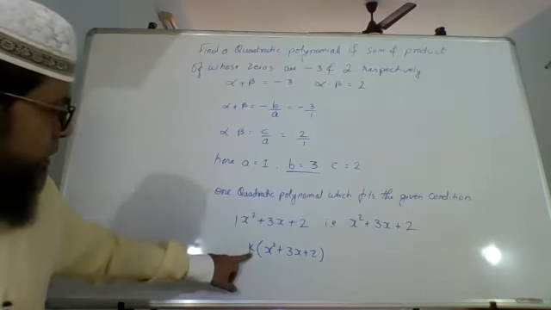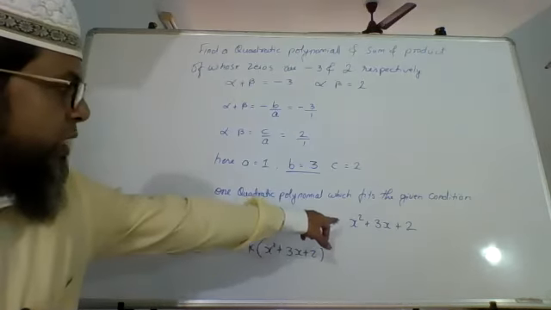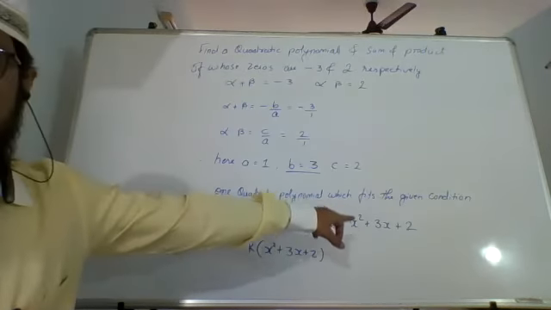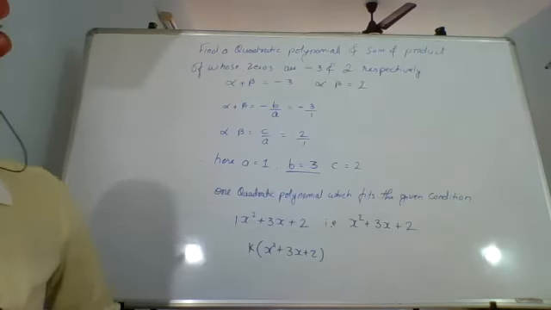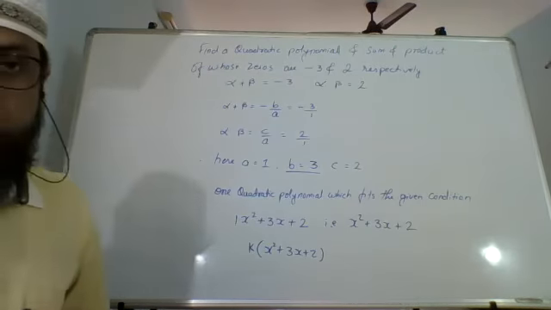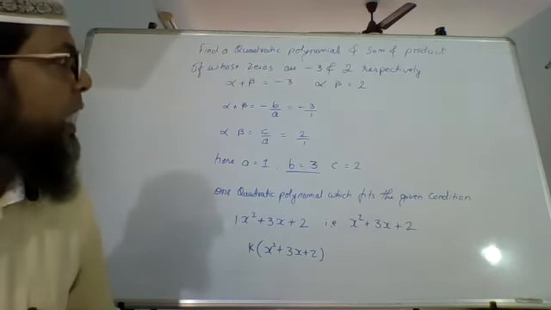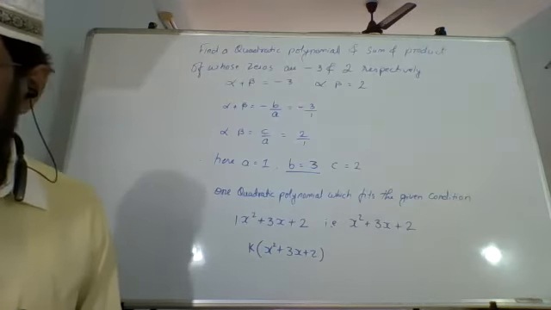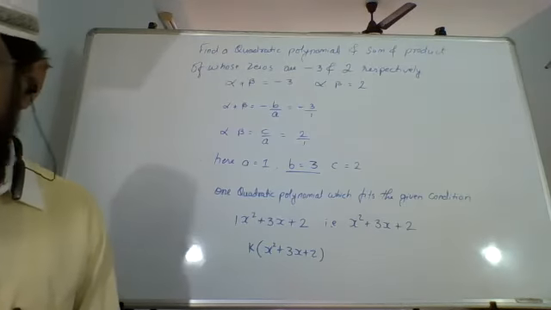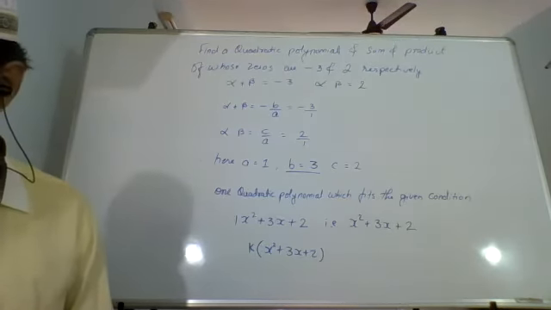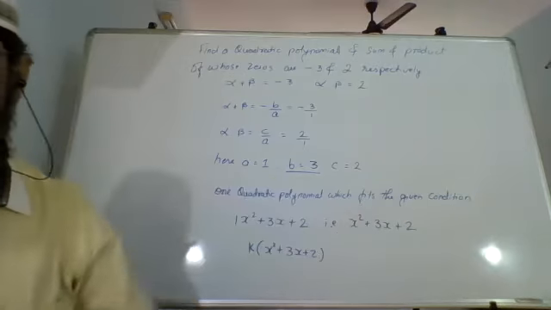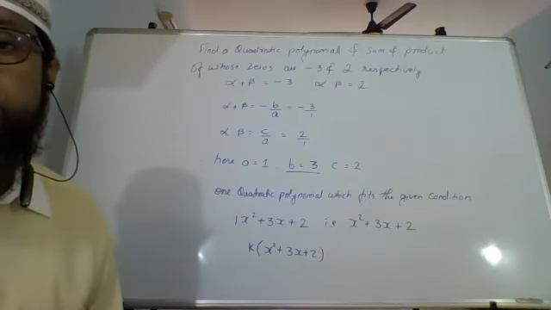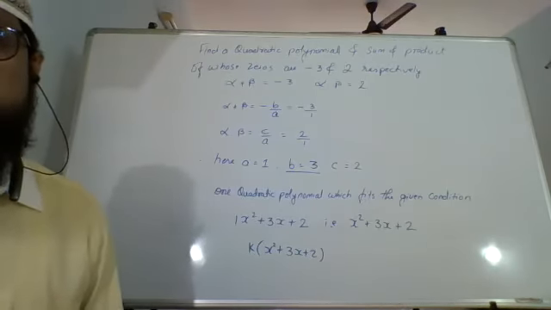So the equation is x square plus 3x plus 2. That is one equation. Multiply the full expression by k, and all of that will still fulfill the given condition. So are we clear? There are multiple quadratic polynomials which will fulfill the given condition. One of them is what we have found out. Please copy this. Once you have done, let me know.